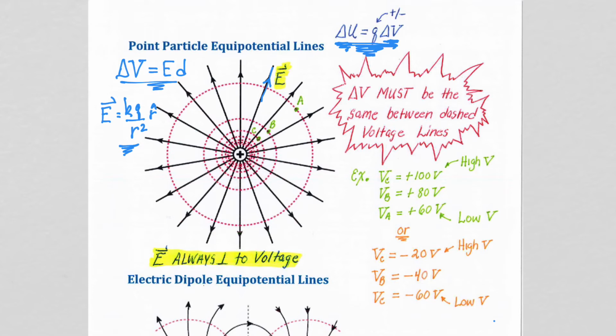So remember, we need that delta V, so make sure that you have this in there. Do not lose sight of this. Delta V must be the same between the dashed voltage lines. So for example, down here, if C is at positive 100 volts, then we get a decrease in voltage as we move outward to positive 80 volts, and if it's a 20 volt voltage difference, then A has to be positive 60 volts.